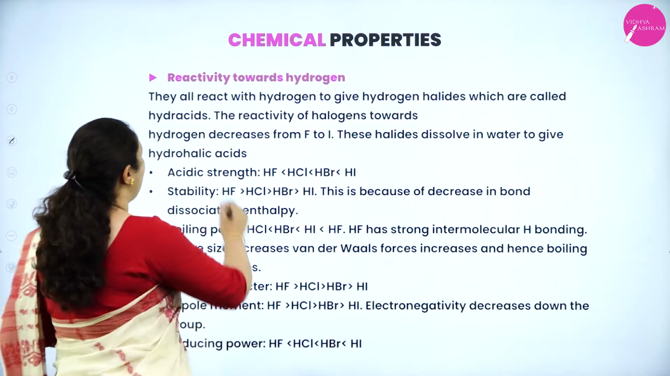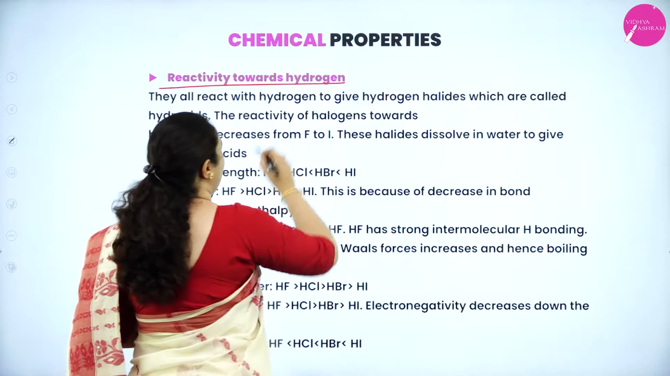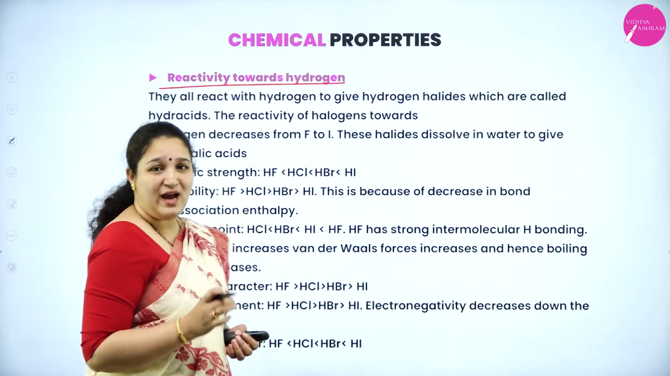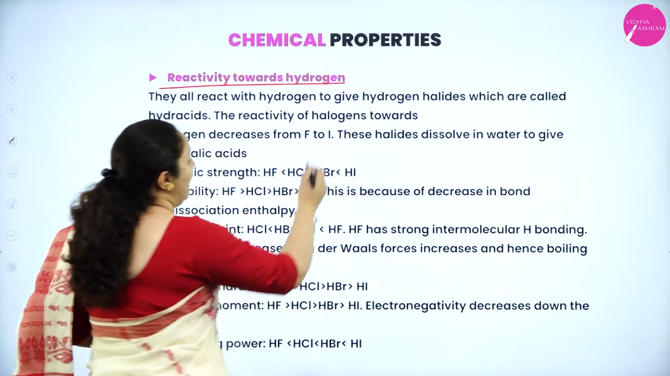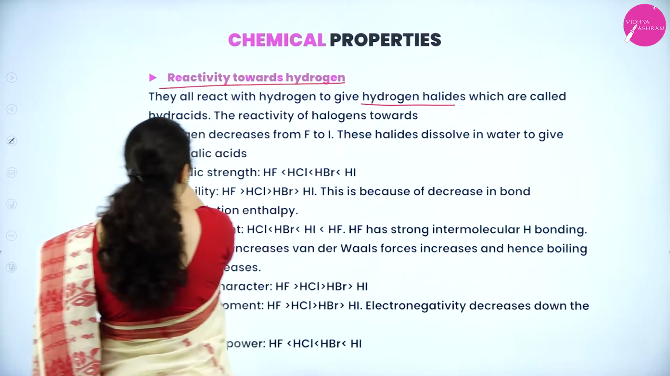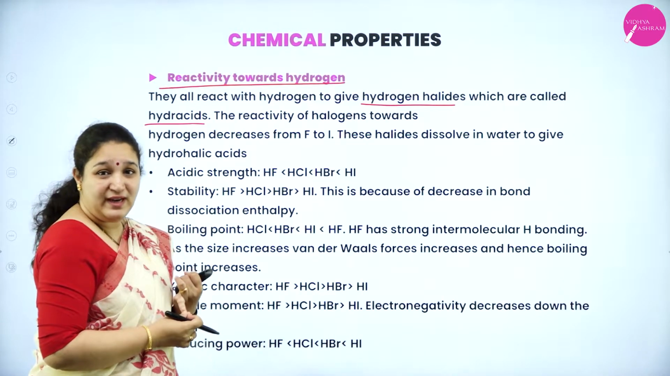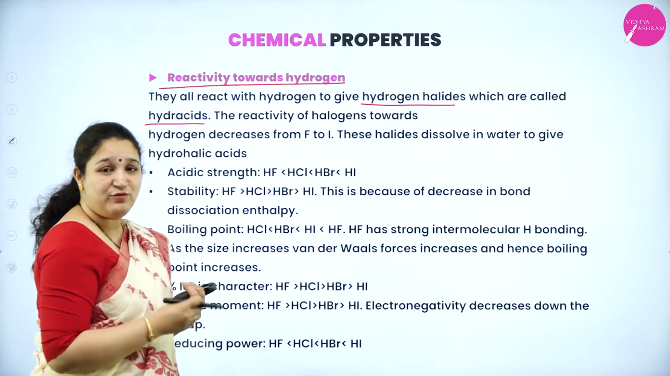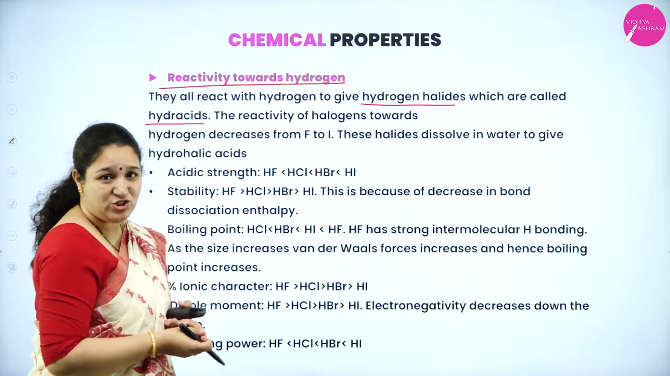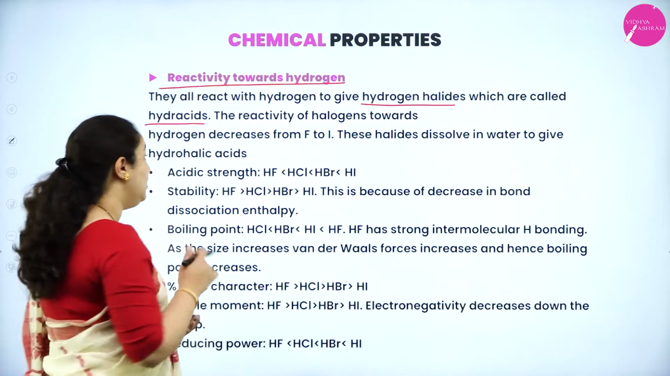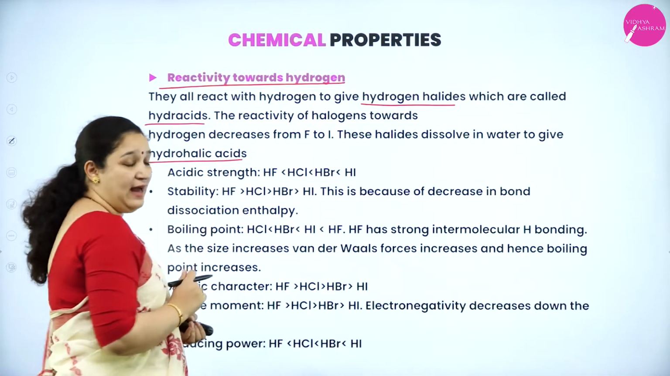So the first property is reactivity towards hydrogen. All halogens react with hydrogen to form hydrogen halides, which are also called hydracids, isn't it? That is, we get HCl, HF, HBr and HI. Now these hydracids can further dissolve in water to give hydrohalic acids.